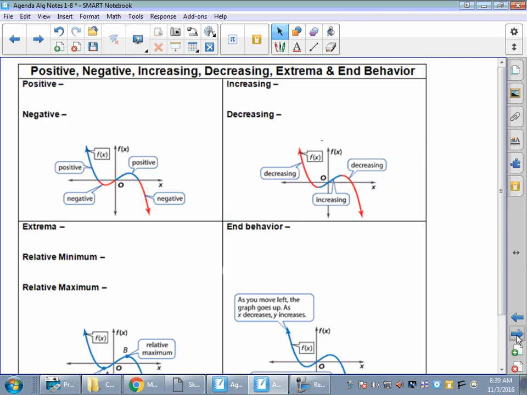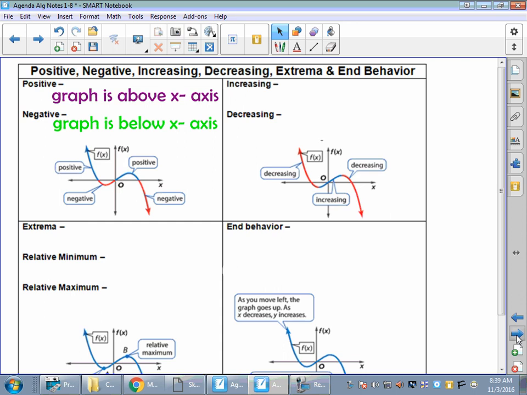So now let's talk about some other stuff. So I've got a table for you. First thing we should talk about, positive and negative. I put a little graph on there. Feel free to highlight or whatever. A positive graph is just where you're above the x-axis, and the negative part of the graph is below the x-axis.